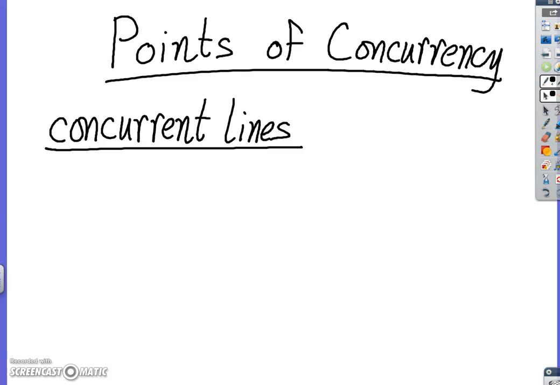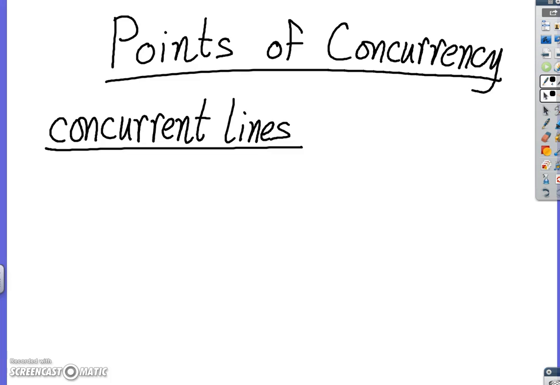All right, well, tonight we're going to talk about points of concurrency. Points of concurrency. And I know you're going, currency, what? Money? No, I wish it was, but unfortunately we're not talking about money, although it does sound pretty good. Okay, so first thing, concurrent lines.